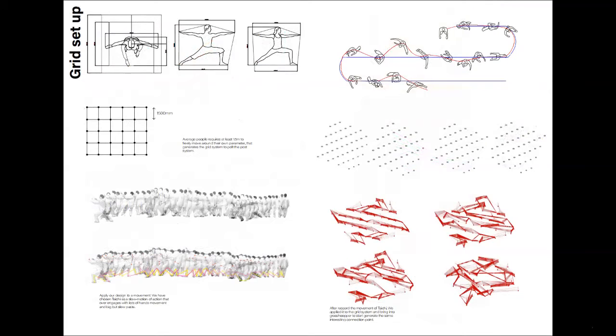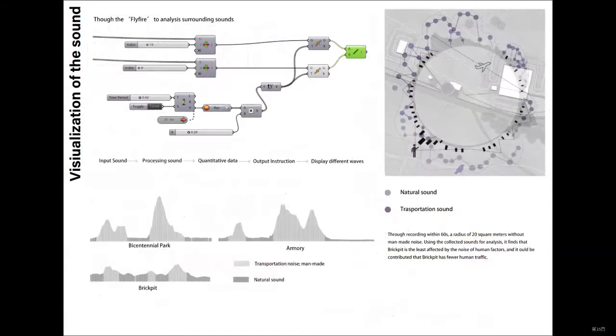So we set up several grids on the ground. According to the average, people require at least 1.5 meters to freely move around, so these parameters generate the grid system. And according to the movement of Taiji, we applied it into our grid system and brought it into Grasshopper, and then can generate our playscape.